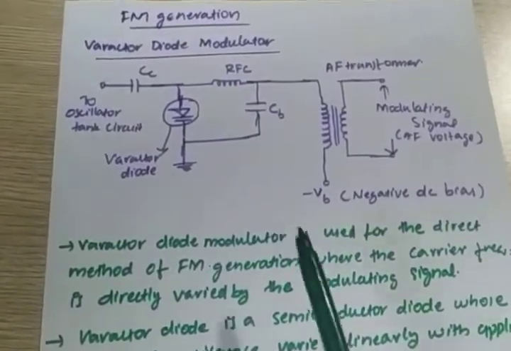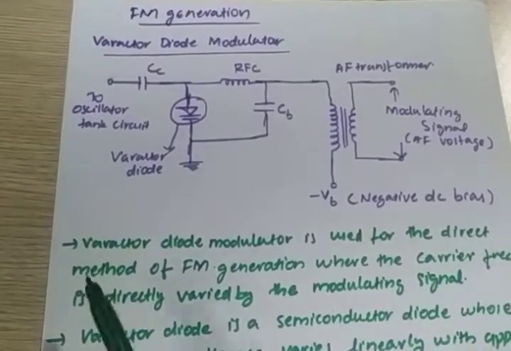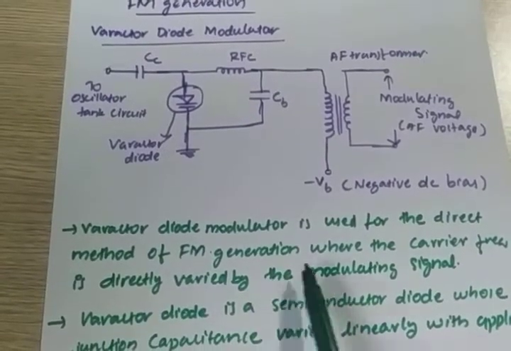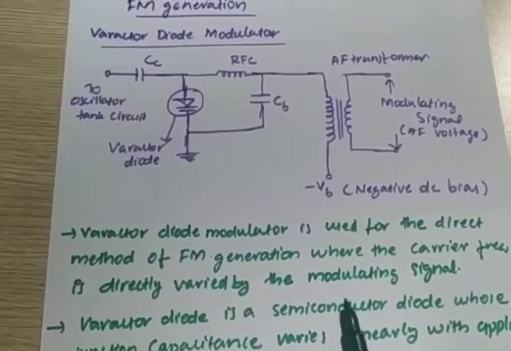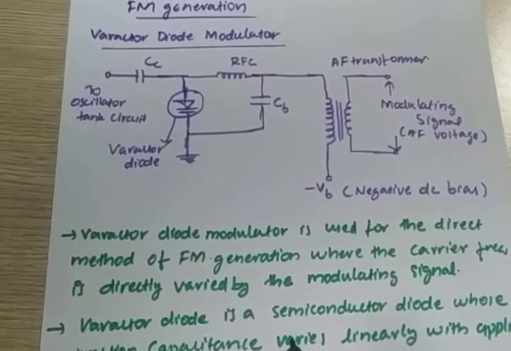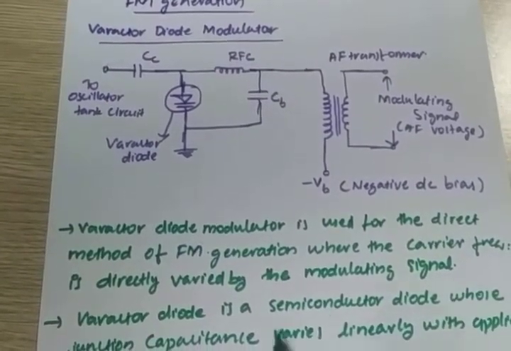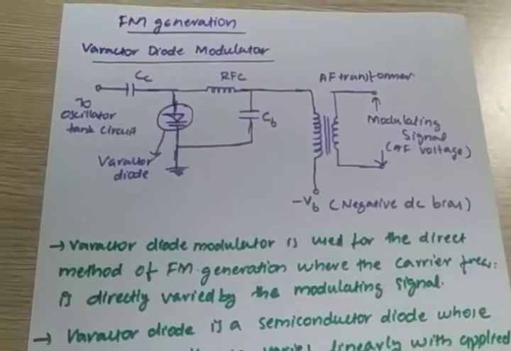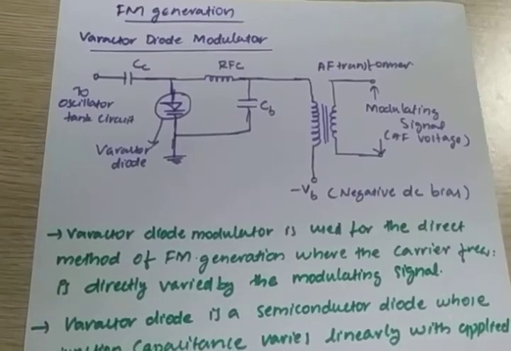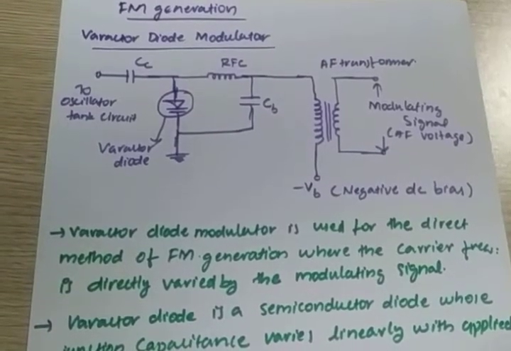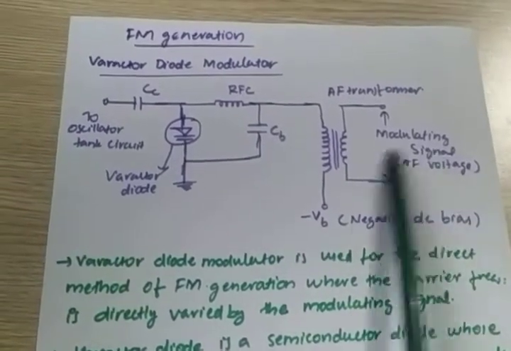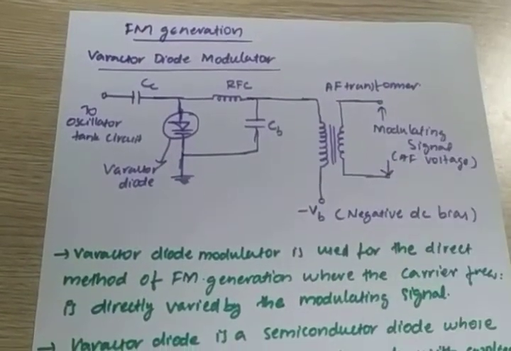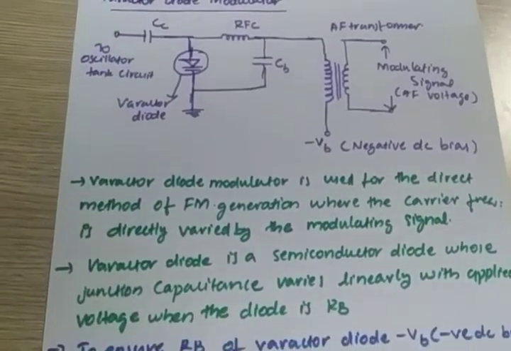The varactor diode modulator is used for the direct method of FM generation, where the carrier frequency is directly varied by the modulating signal. This method is called the direct method. Normally we classify FM generation into two categories, direct method and indirect method. In the direct method, you give the message signal and the carrier frequency is directly varied with the help of the message, that is, the modulating signal.